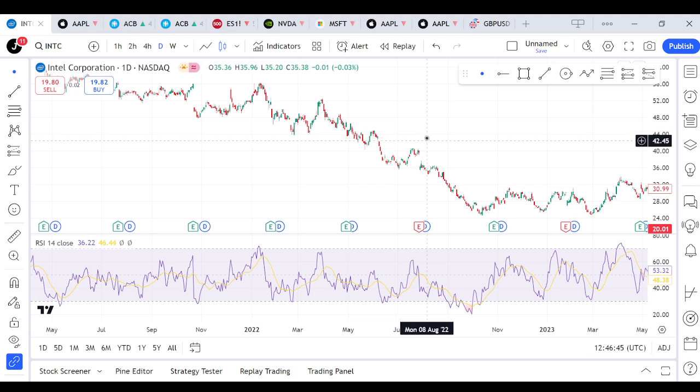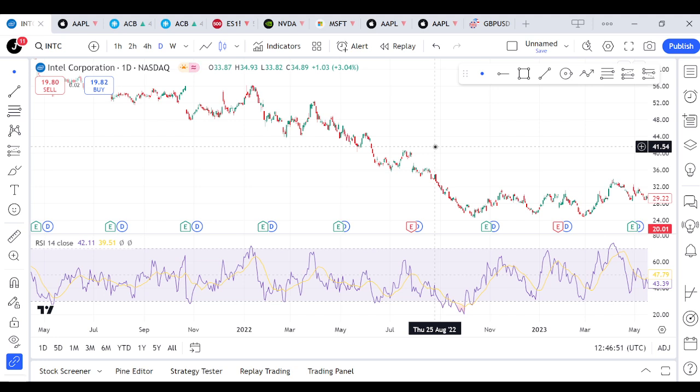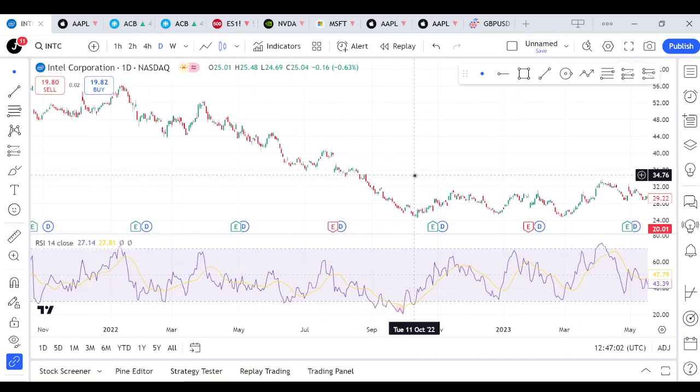So let's talk about popular overbought and oversold indicators. We've talked about the RSI and the stochastic oscillator. Let's dive deep into them. So the RSI is a momentum oscillator that measures the speed and change of price movement. It oscillates between 0 and 100 with readings above 70 considered overbought and readings below 30 considered oversold.